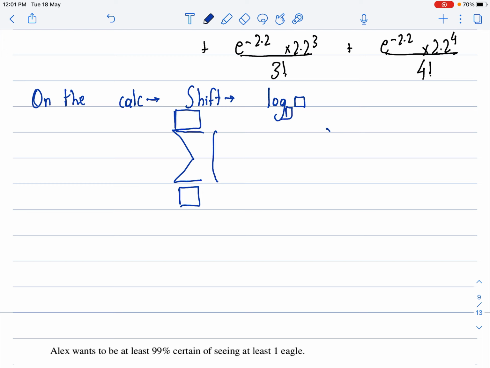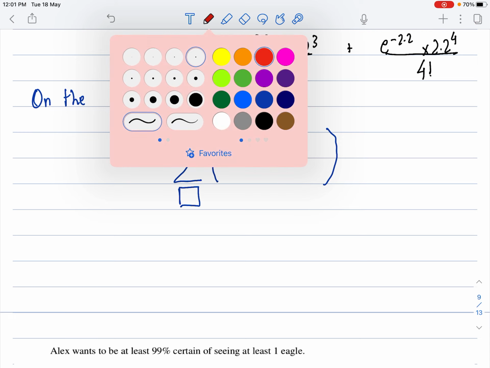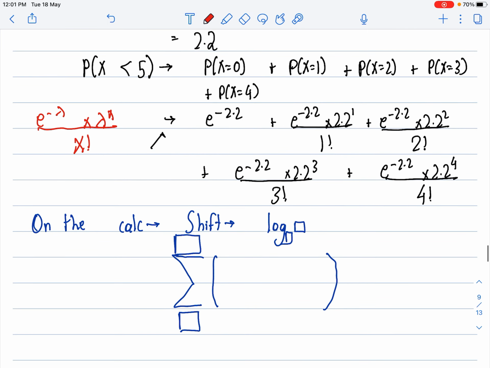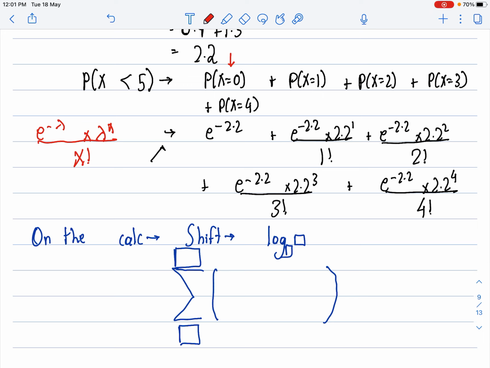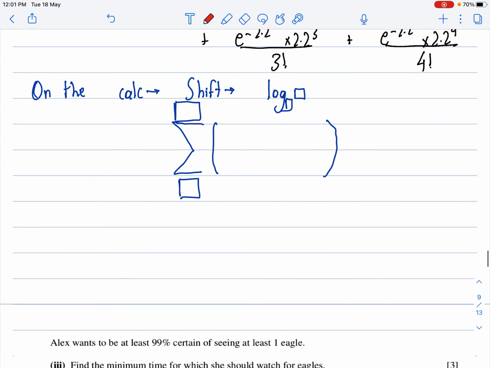Got it? So now, what I put in the calc, we are basically calculating the summation because of the plus. We are calculating the summation from 0 to 4. So here I write 0 and here I'll write 4. Now in the calc, in the bracket, I'll write e raised to minus 2.2 because my lambda stays constant, into 2.2 raised to x over x factorial. So x basically will take all the values from 0 to 4 inclusive.